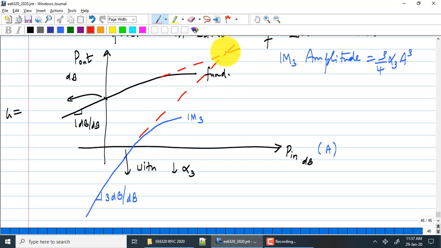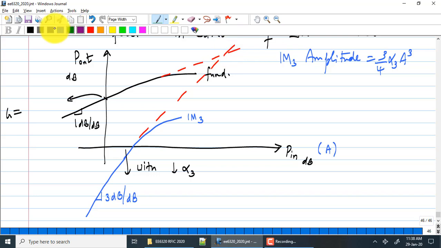I'm going to find out the point where they intersect. You understand? So, in my ideal 1 dB per dB line and the 3 dB per dB line, in the region where neither of them is compressed, I'm going to extend it to the point where they meet. This is a fictitious point, obviously, because you can never operate the amplifier at that point. The fundamental would have long since compressed. So it is a fictitious point.